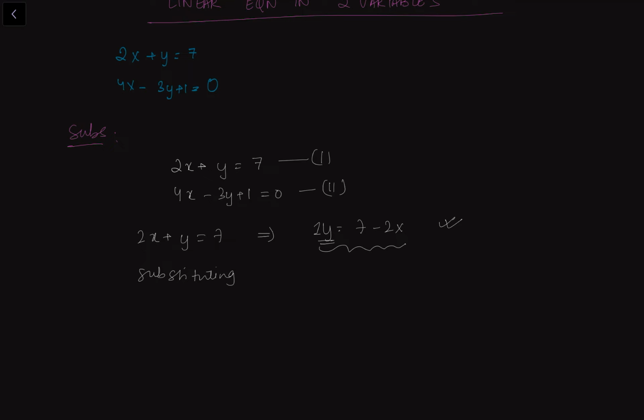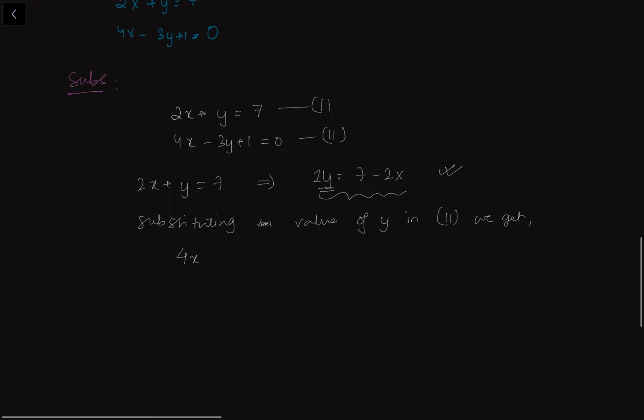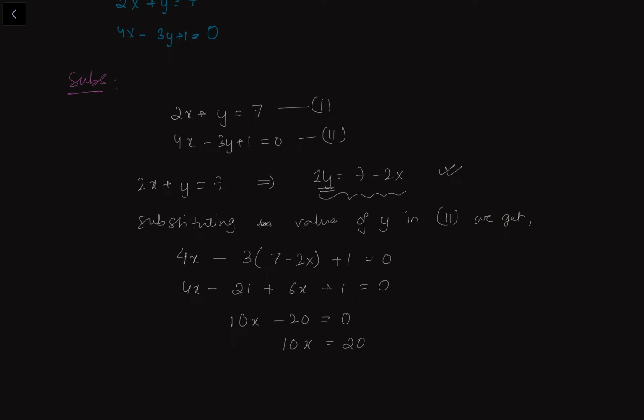So substituting, you can write like this: value of y into, we get 4x minus 3 times of 7 minus 2x plus 1 is 0. So 4x minus 21 plus 6x plus 1 is 0. So 10x minus 20 is 0. 10x is 20, and so x is 2.